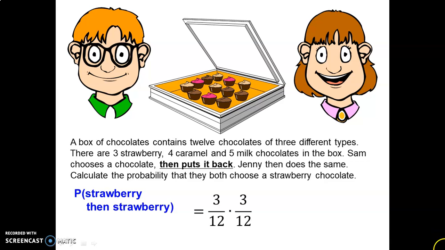Let's take a look. That should be 3 out of 12 because there's 3 out of 12 strawberries. And then that one goes back in the box, and then she has 3 out of 12 again that are possible strawberries because he's replaced the box back to its original set of chocolates, right? So that probability, multiply those, each of those is 1/4, so that becomes 1/16.